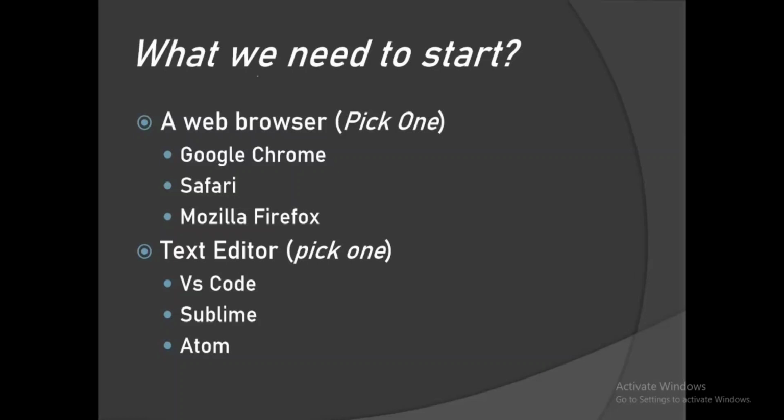Then for a text editor you can choose VS Code or Sublime or Atom. For this tutorial I'll be using VS Code, even though I kind of love Sublime a lot because of how easy and lightweight it is. But for this tutorial I'll be using VS Code. You can choose one of them, but you need a web browser and a text editor. The web browser majorly is to check the result of what you are writing in your text editor.